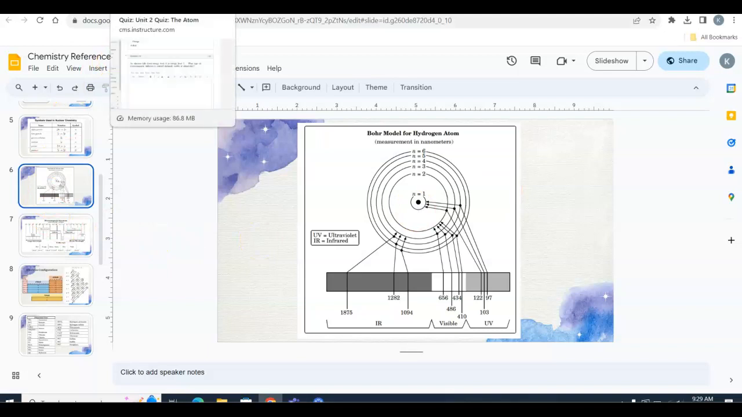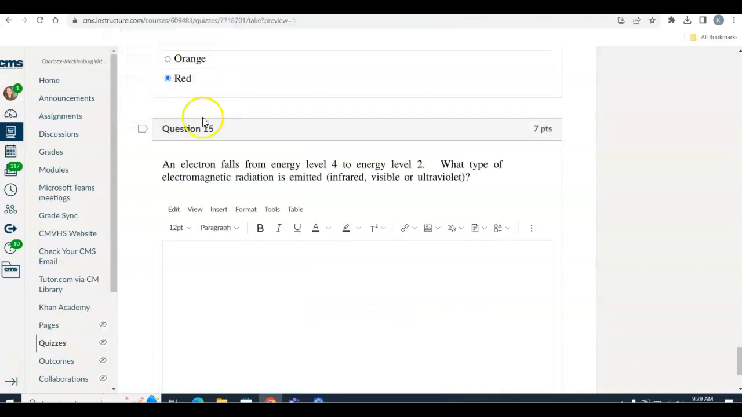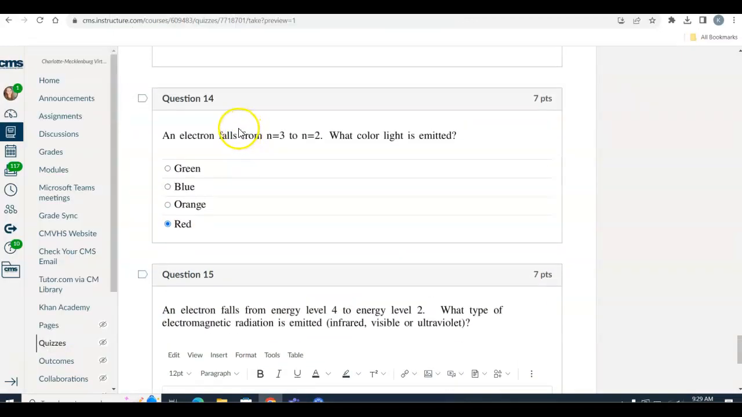All right, so that is that example for you. If you have any questions, let me know. If not, everyone should at least get a 7 on this quiz because we just worked it together.